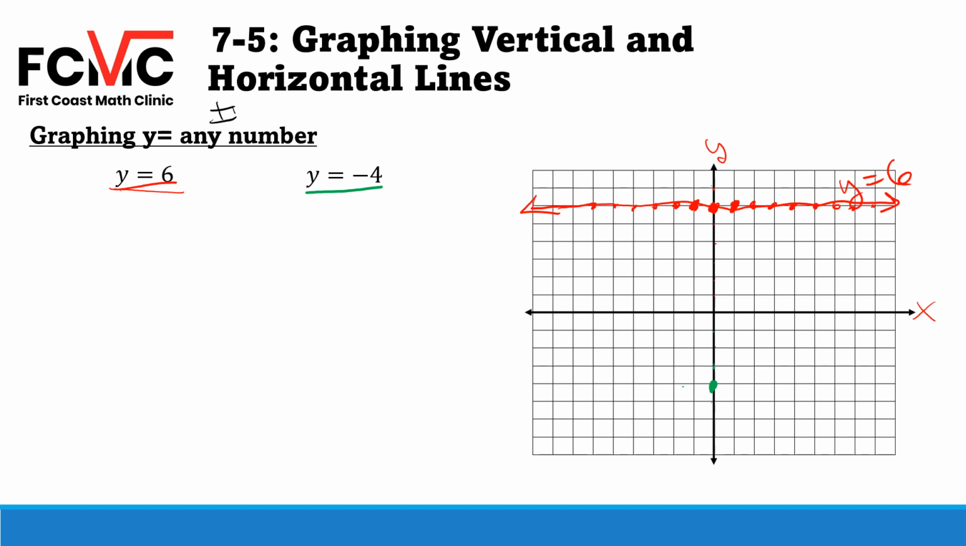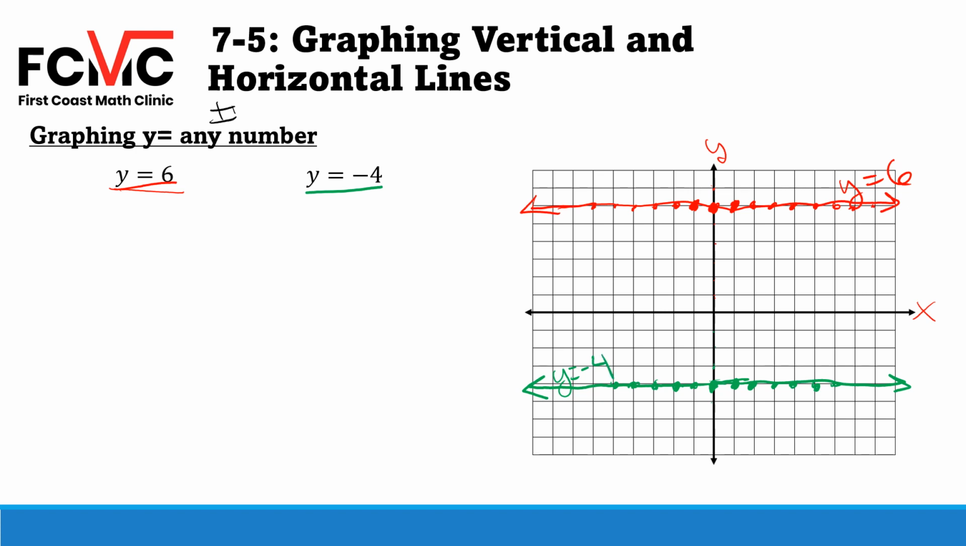So again, I'm going to move to the left and to the right. y is equal to -4 right here. If I move to the right, all of these points have a y value of -4. Same thing if I go to the left. I'm not going to plot all of them. I'm going to assume that if I keep plotting those points, all the y values are -4. So this is going to be my graph for y equals -4.